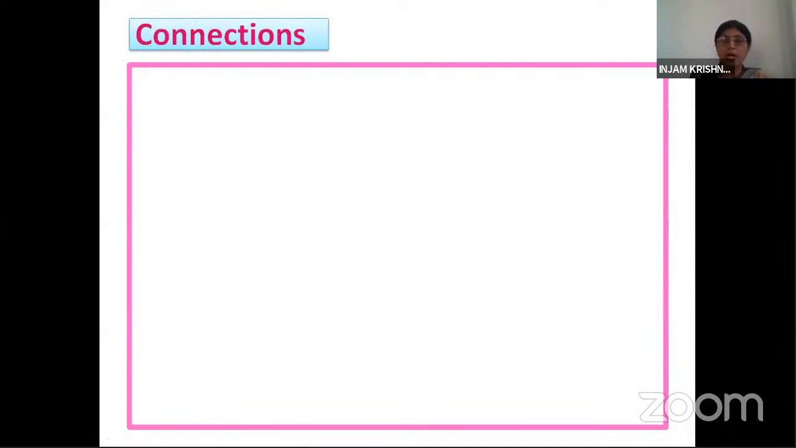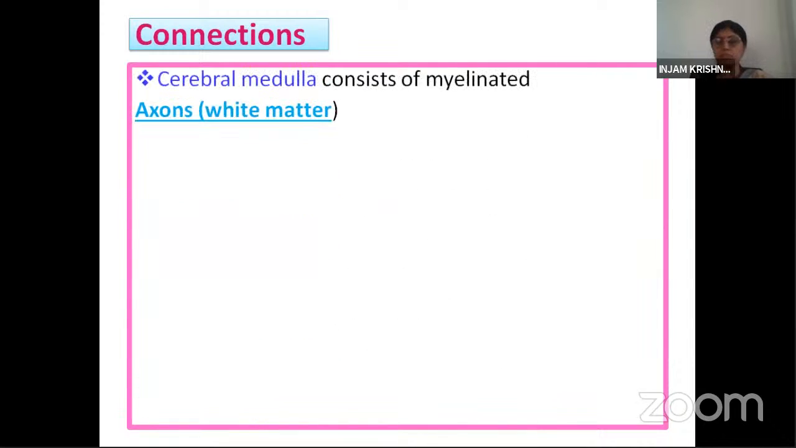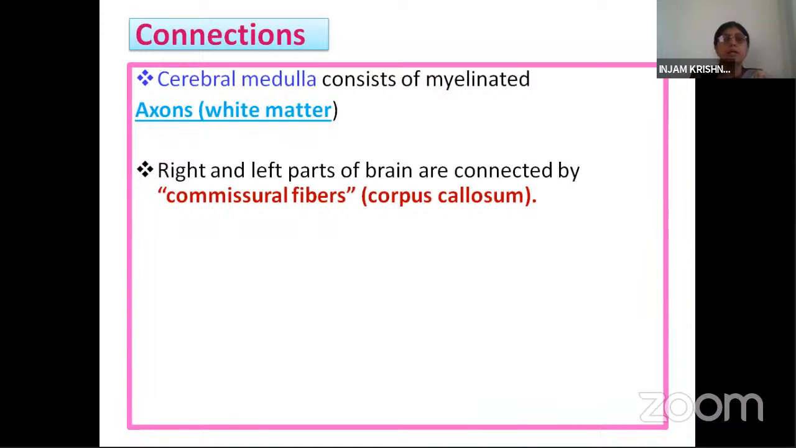Now I want to talk about the connections. Yesterday I used some words. What are those? Commissural fibers and tracts and association fibers, like that I used. But what are those?